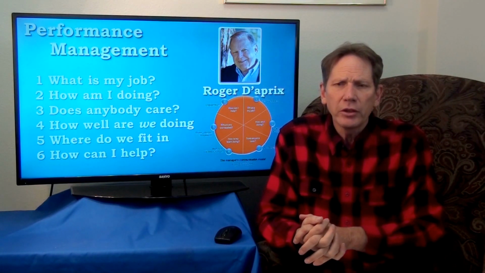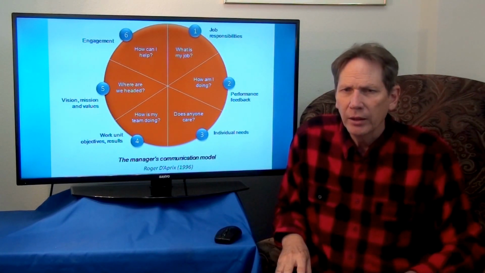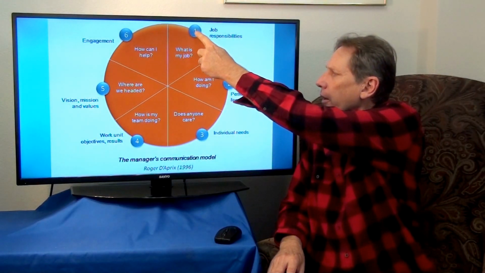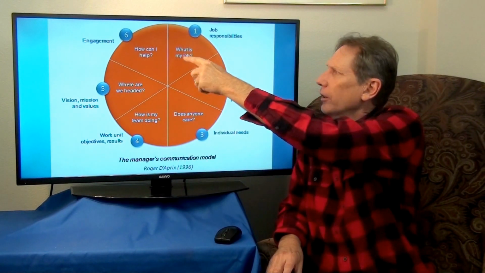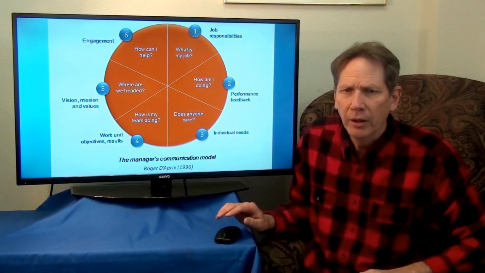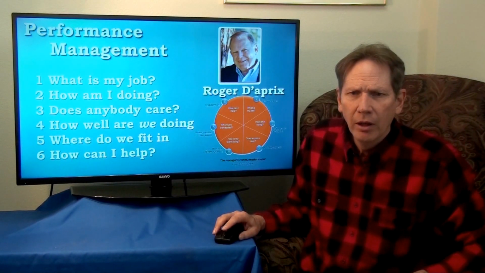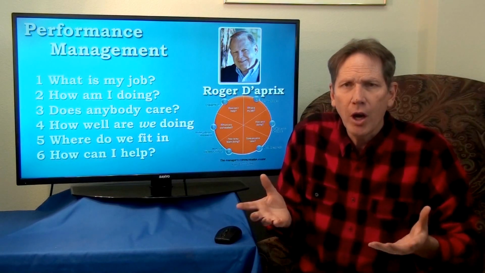And it involves 6 questions. Here's the 6-part model. And the way this model works is we've kind of started in section 1 here, and we move around to section 6. It's a circular model that leads right back to number 1 again of these 6 questions. I'll back up so you can see these. The first question you as the manager has to answer is, what is my job?